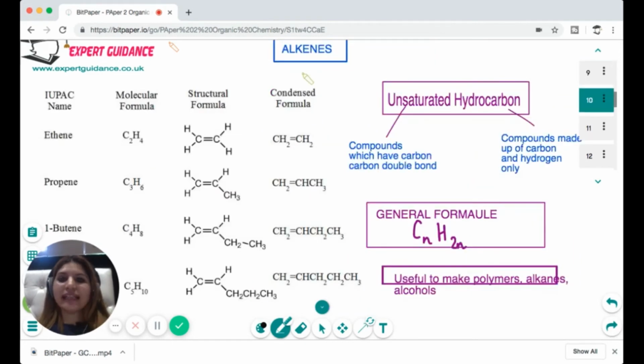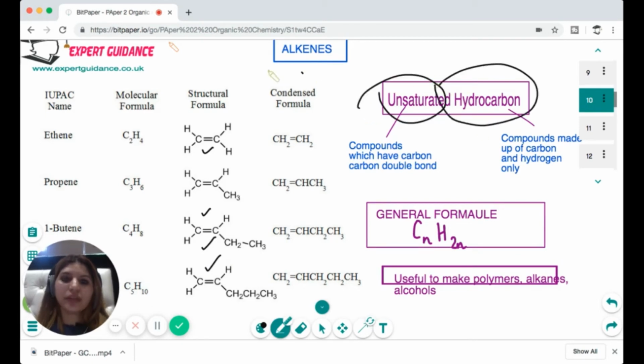Now what is alkene? Since alkene has a double bond, which makes it unsaturated hydrocarbon. So alkenes are unsaturated hydrocarbons, that is the compound made up of carbon and hydrogen only, where a carbon-carbon double bond is present. General formula is CnH2n, and it is used to make polymers, alkanes, and alcohols, and we'll be seeing next how we can do that.